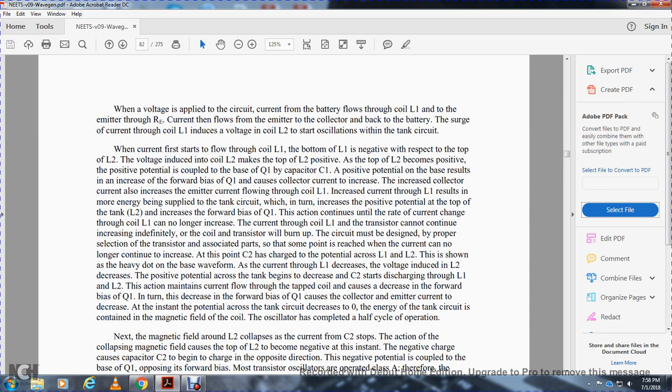When voltage is applied to the circuit, current from the battery flows through coil 1, inductive, to the emitter through the resistor, with current flowing from the emitter to the collector and back to the battery. The surge of current flowing through coil 1, inductive, with the voltage across inductive 2, is the start of the oscillator within the tank circuit.